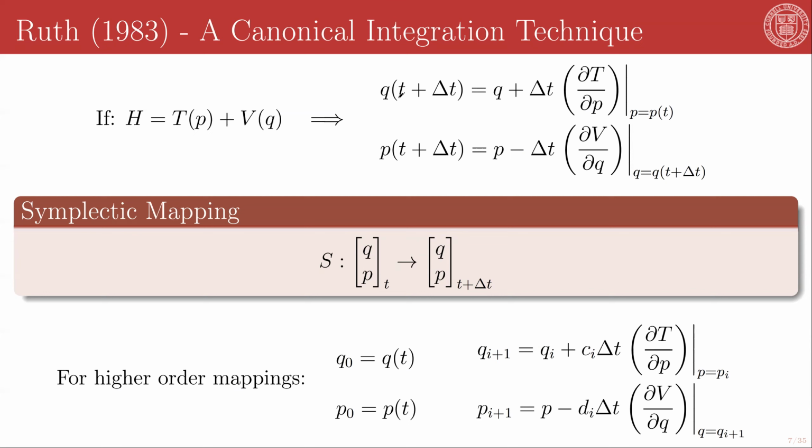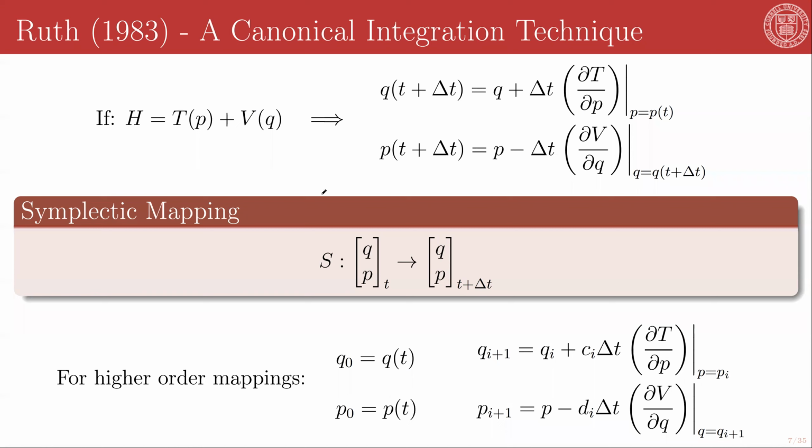In this case, we can define two separate mappings. We can propagate the coordinates q from a time t to a time t plus delta t as q plus the time step times the partial of this T function with respect to p, with p evaluated at the current time step. And separately, we can define the propagation of p as equal to p minus delta t times the partial of V in q, with q evaluated at the propagated time step. And you will notice that this is just a strict application of linearization of Hamilton's equations. Each of these is symplectic, and their composition is equivalently symplectic.